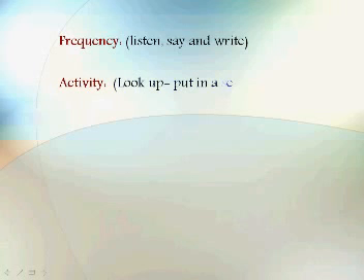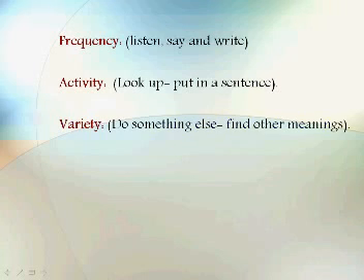And in order to do some kind of activity, we can simply look up the word. Look up means, of course, you can go to the dictionary and try to find the meaning of the word. And also you can put it in a meaningful sentence. Variety means you have to do something else with the word. It's not enough for you to look it up in a dictionary or to put it in a sentence. For example, you can go again to the dictionary and find different meanings of the word.